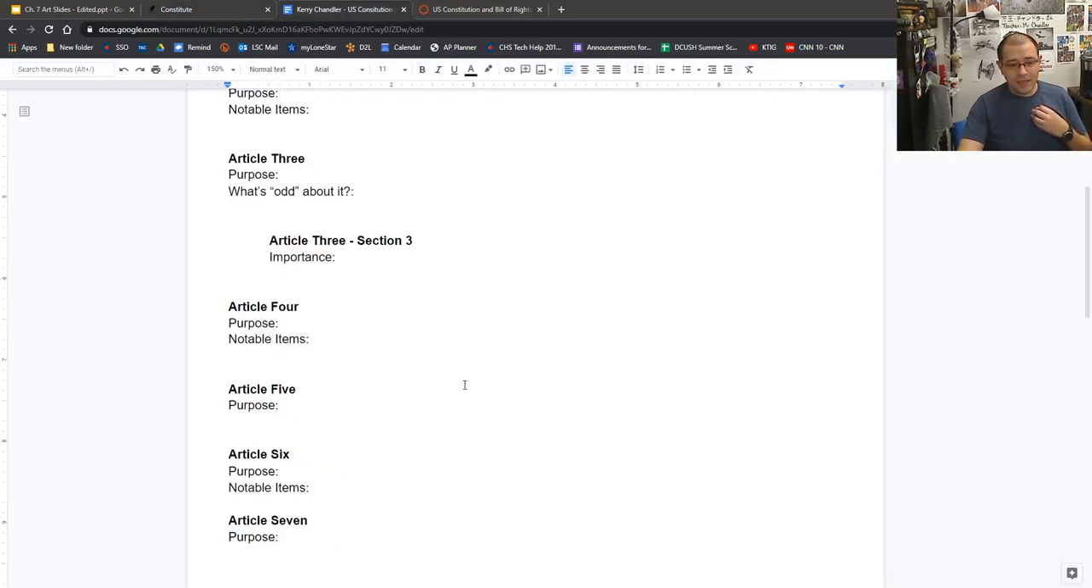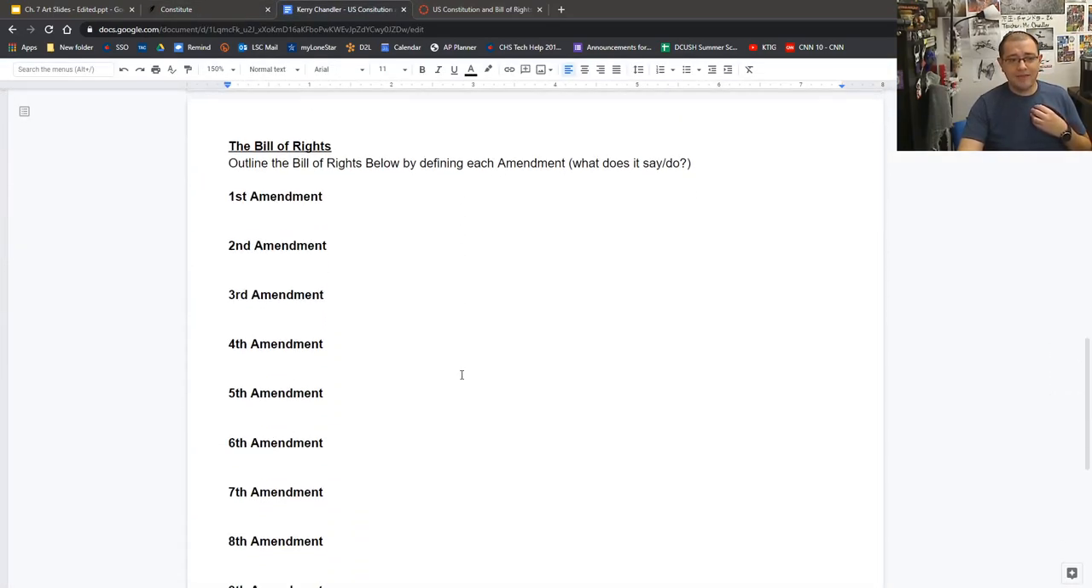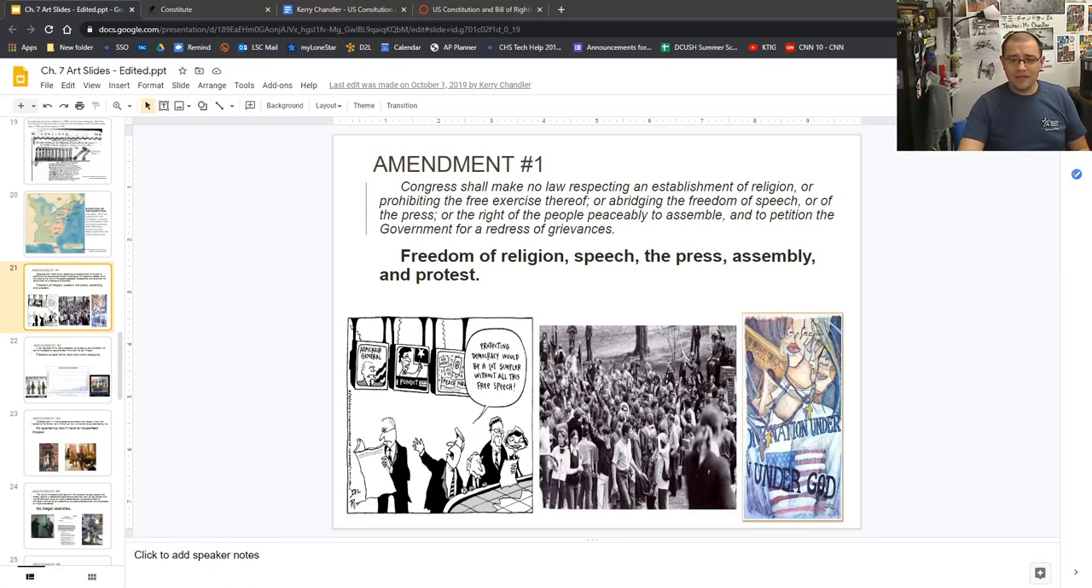But we're not done. Now we flip over to the next page and we have the Bill of Rights. For each one of these, we're just gonna define the bill, the amendment. We're gonna go through these pretty quickly. I wanna give a few caveats as we get into this.